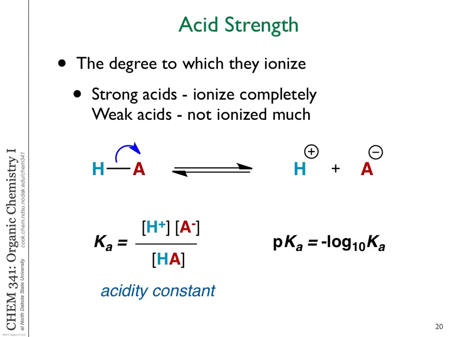Usually we represent this as the pKa, or the minus log of the Ka. So that number, the pKa, is actually the converse. The lower the pKa, the stronger the acid. So Ka and pKa are inversely related. All right.